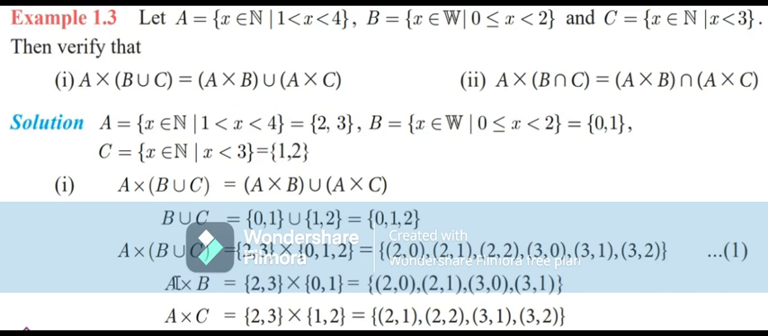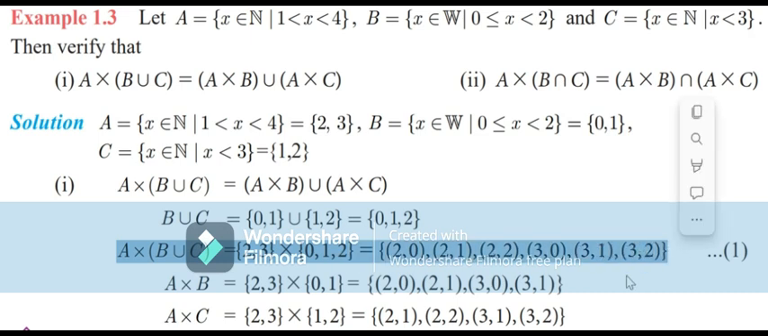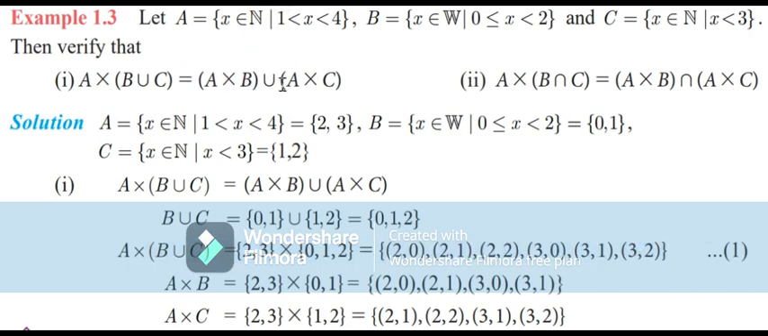Now we are actually finding out RHS. If people are getting confused, you can concentrate on the question. I already told, A cross B union C we found out, right? Now we are going to find A cross B union A cross C. So we have to check whether brackets are there. The bracket is here and here as well. So first we have to find out the braces.